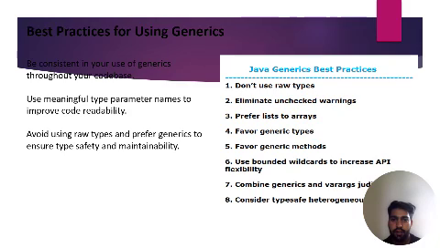Java generics best practices. Don't use raw types. Eliminate unchecked warnings. Prefer lists to arrays. Favor generic types. Favor generic methods. Combine generics and wildcards. Consider typesafe heterogeneous containers.